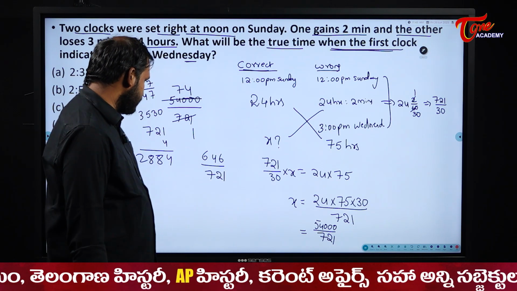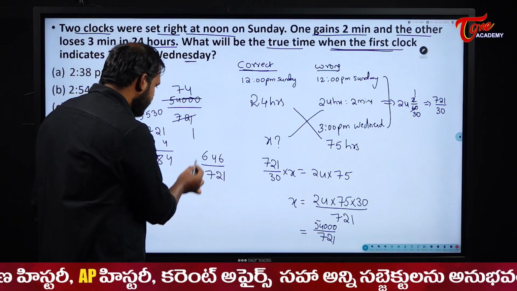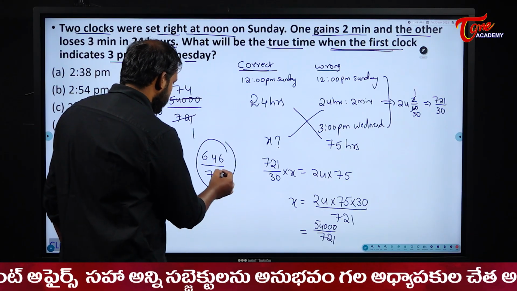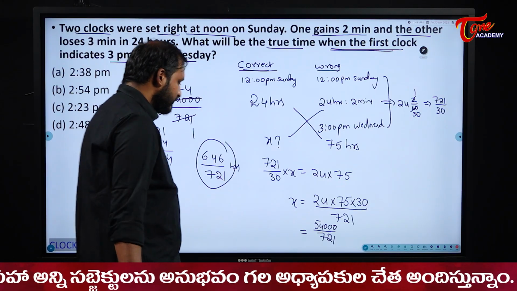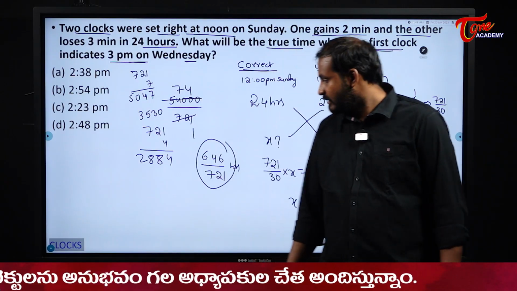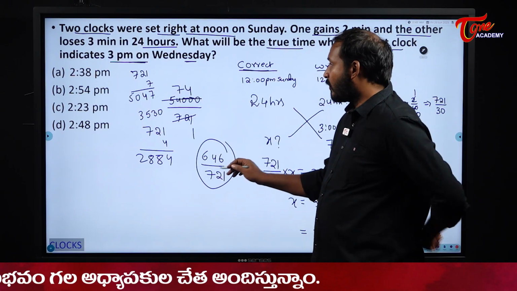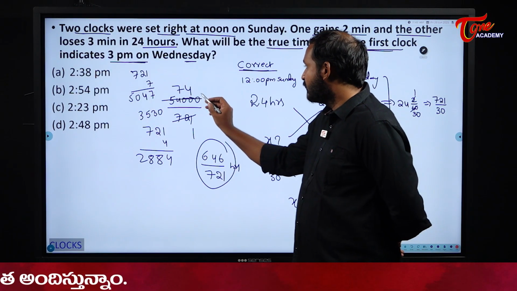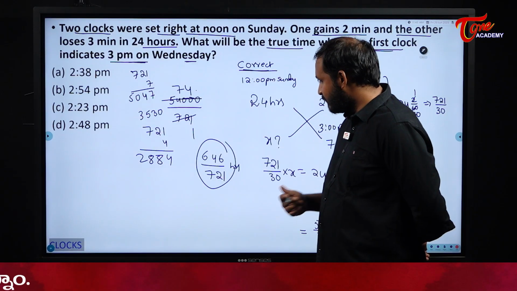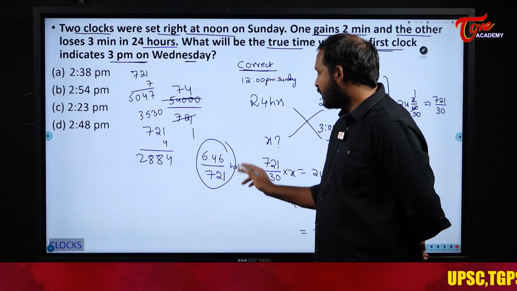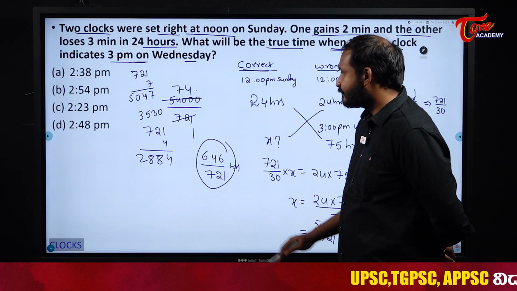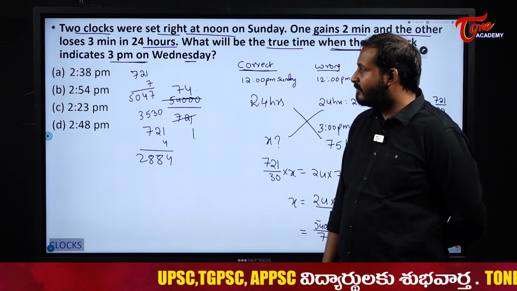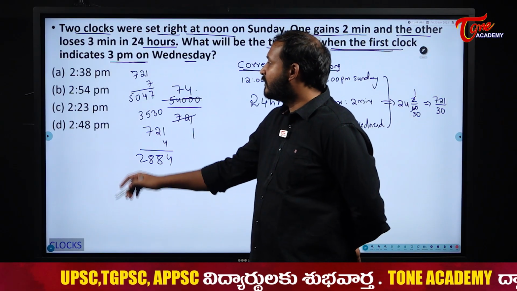646 by 721. So, what will you get approximately? Anyway, we got 74 hours. This one is hours for us. That is how we are going to get it. Approximately 646 by 721, what you will get? A decimal only. Or else, in minutes, if you want to convert also, you can convert it into 60 minutes. There will be just a small change for us here.